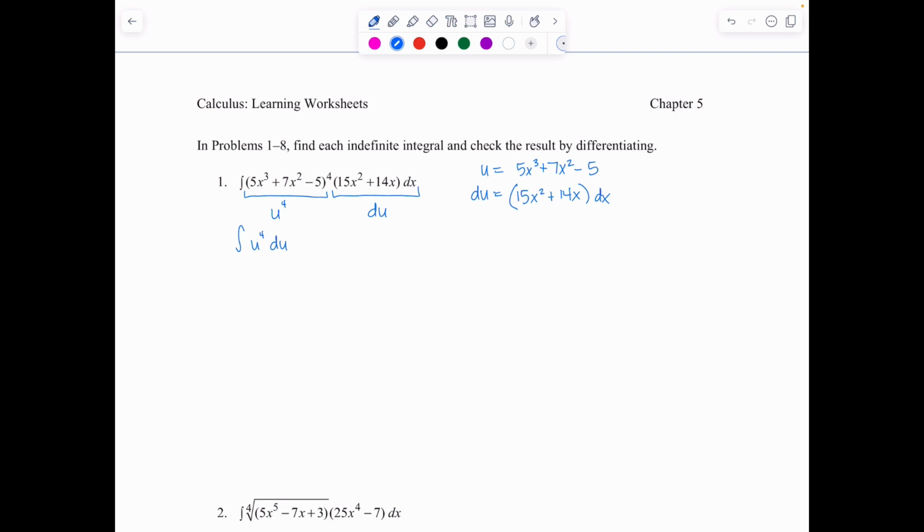Let's take the integral. So we have u to the 5th over 5 plus c. And the last step is going to be substituting back in what we had for u. So I'm going to pull that 1/5 out front and put back in u. We said u was 5x cubed plus 7x squared minus 5, raised to that 5th power, plus c.